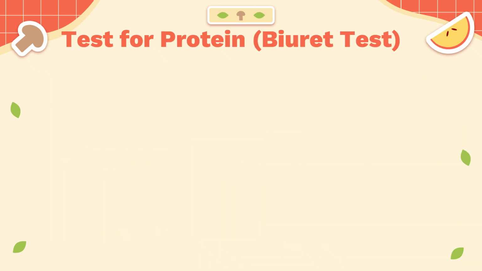Lastly, let's talk about the fourth test, which is the test for protein. This is also known as Biuret's test. If you see Biuret's test, please do not confuse yourself with Benedict's test. Benedict's test is for reducing sugar. Biuret's test is for protein. The reagent used is known as Biuret solution. It is blue in color and it is pretty similar to Benedict's solution. So please read the labels properly.